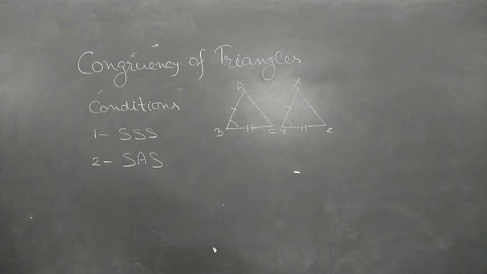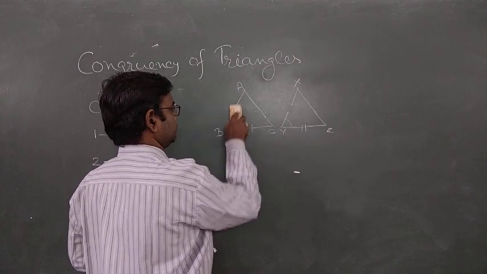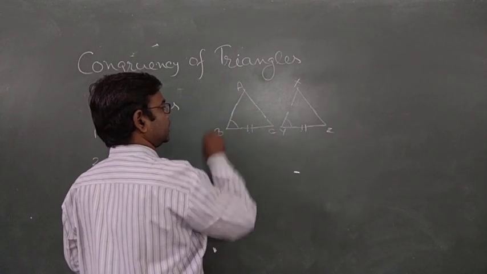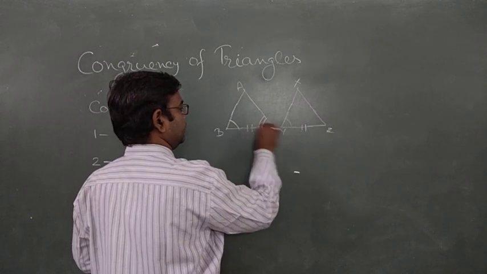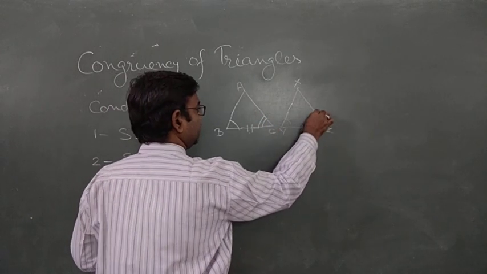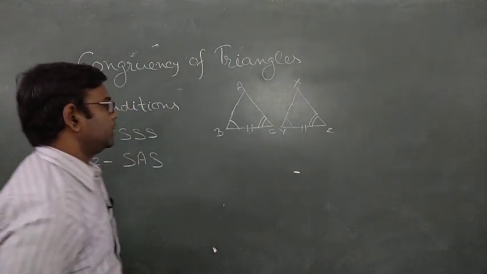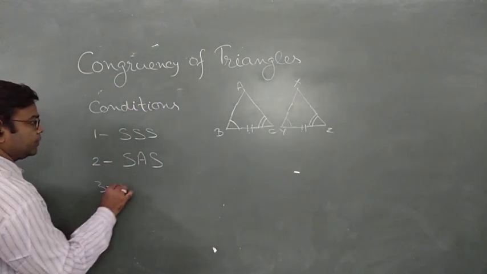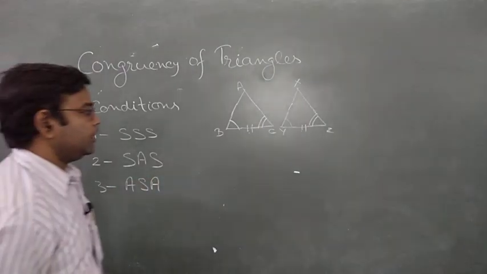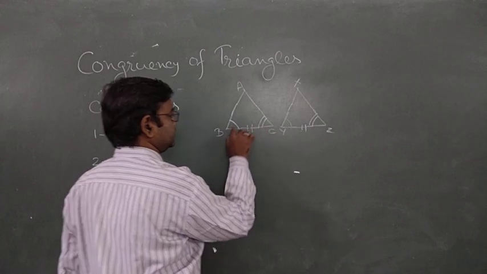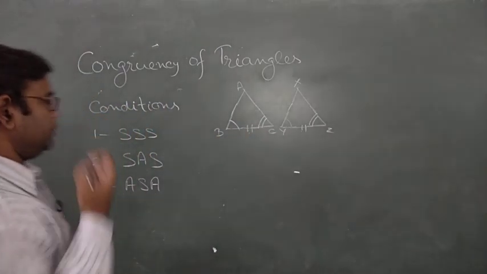The second one is where two angles are equal. This angle and this angle equal this angle, and the included side, this one, is equal. Then we can say it obeys the angle side angle property. Angle side angle. This is your angle side angle property.